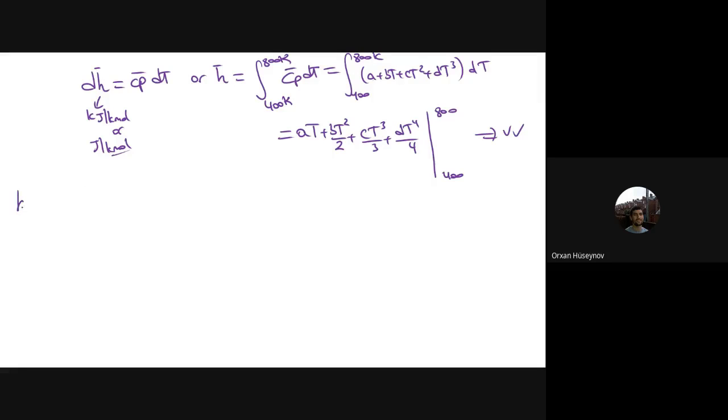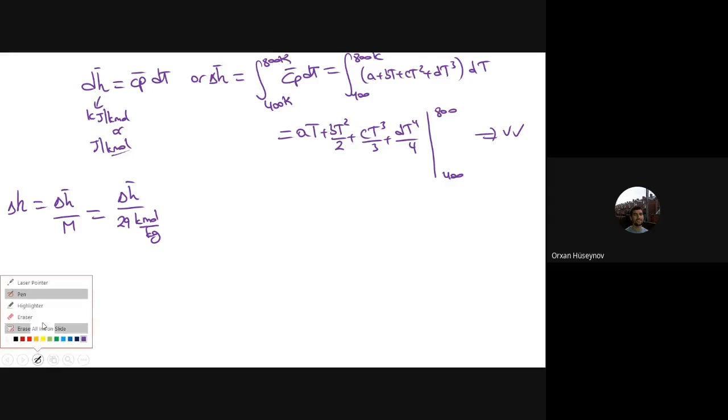What you will do is get the delta H. This one is actually delta H bar. To get the delta H, you should divide delta H bar by the molar mass of air. That will be delta H bar divided by the molar mass of air, which is 29 kilomole per kilogram. No, actually it is opposite. You see, that is opposite. Kilogram per kilomole. Okay. Good.